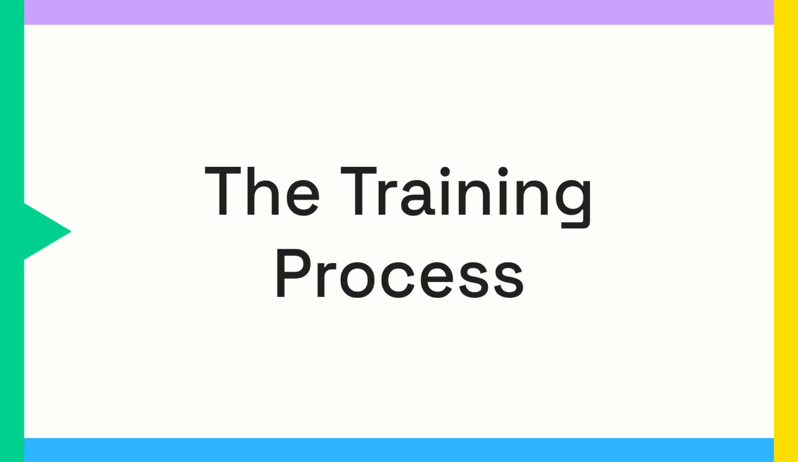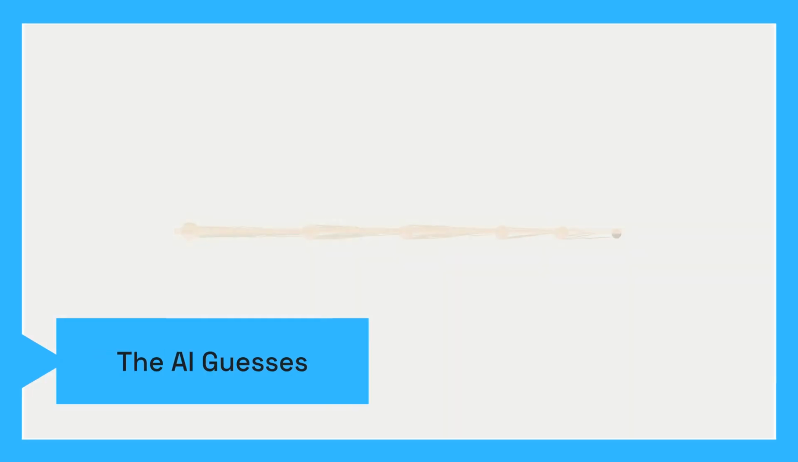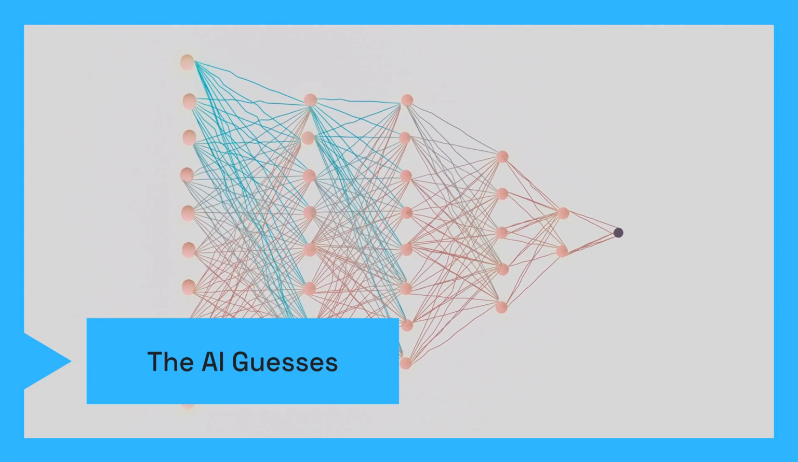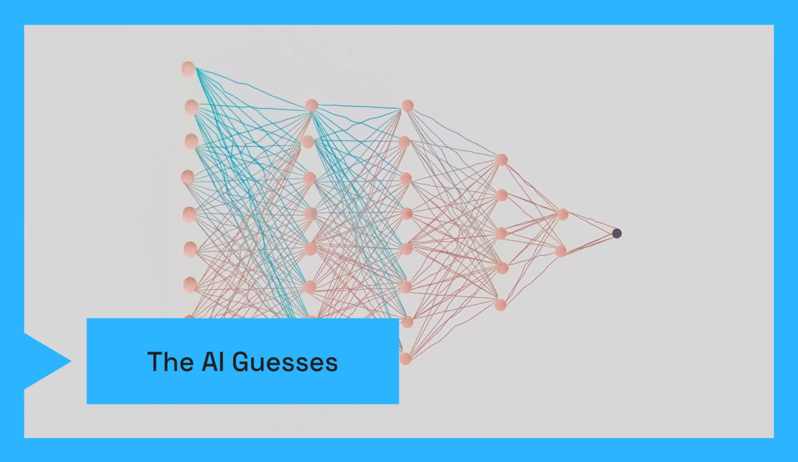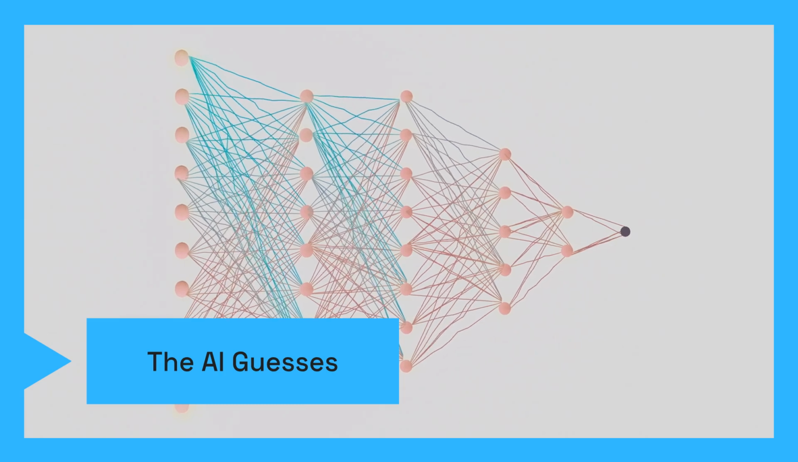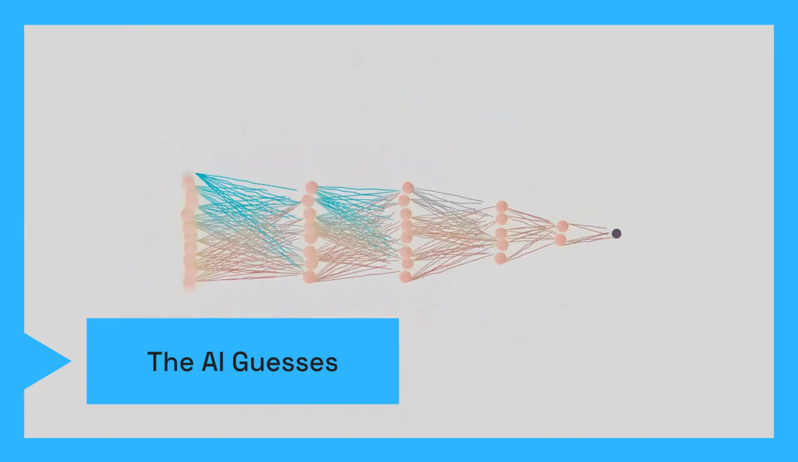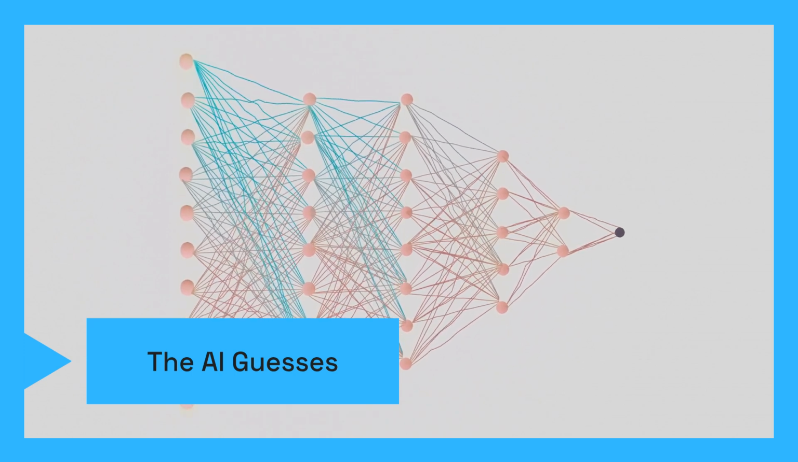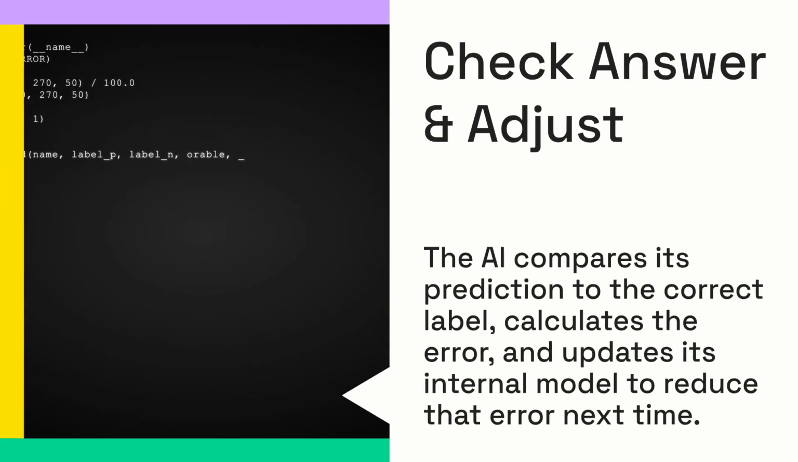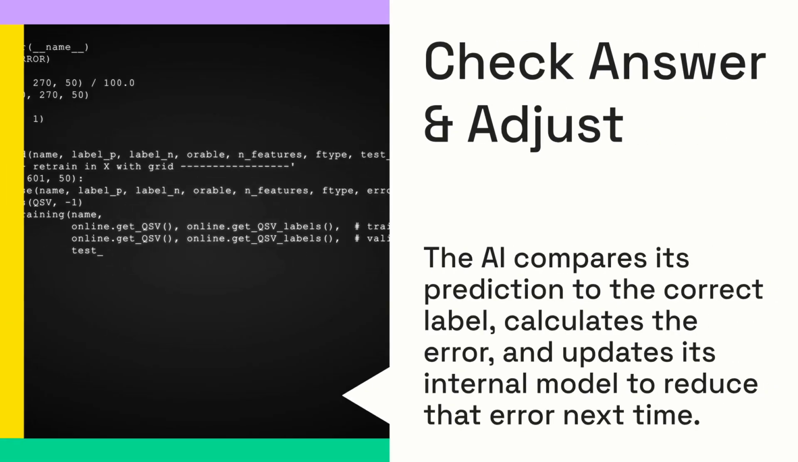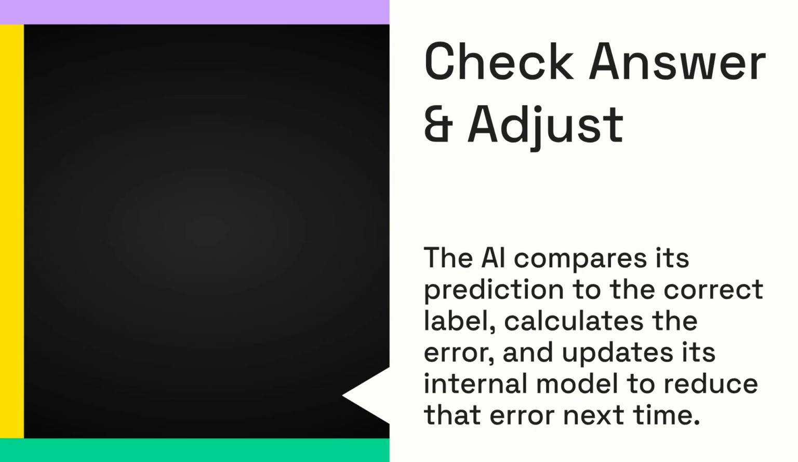The process is essentially a simple loop of guessing, checking, and adjusting. First, the AI is given a piece of input data it hasn't seen before. Let's say a house with 1,900 square feet. It uses its current imperfect model to make a guess or, quote, prediction for the price. Maybe it guesses $210,000. Next, we check its answer against the correct label from our dataset, which might be $230,000.